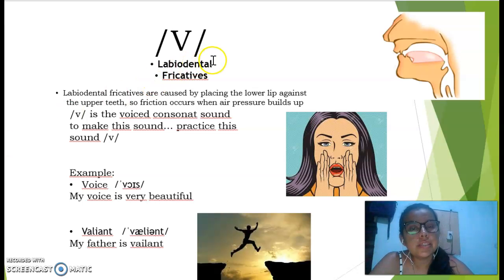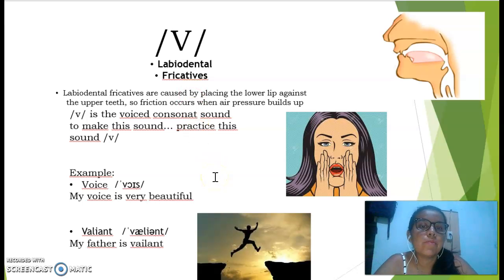The other symbol is this, the labiodental fricative. Labiodental fricatives are caused by placing the lower lip against the upper teeth. So friction occurs when the pressure builds up. Va, va, va. The voiced consonant sound. To make this sound, practice and learn this sound. Va, va.